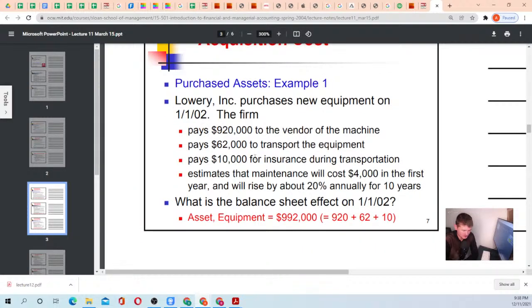92, 62,000, 10,000 maintenance. Maintenance is not capitalized, routine maintenance. The general criteria for capitalization of expense is, first one, if expense improves the assets, if it makes the assets better, you capitalize that expense. And second criteria, if your expense increases useful life of an asset, then you capitalize that expense. So basically 2 criteria.